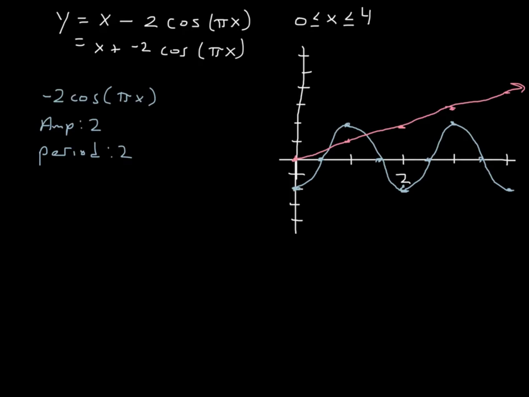Let's take a look at this problem we have. It's y equals x minus 2 cosine of pi x. And I want to think of that as x plus a negative 2 cosine of pi x. And when we do these things, you're going to see an interval here. In this case, we're going to look at the interval from 0 to 4.